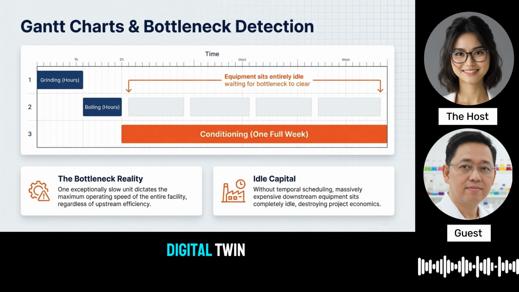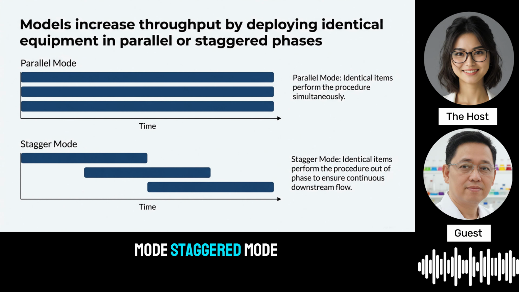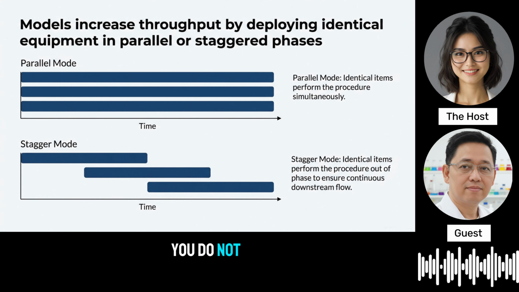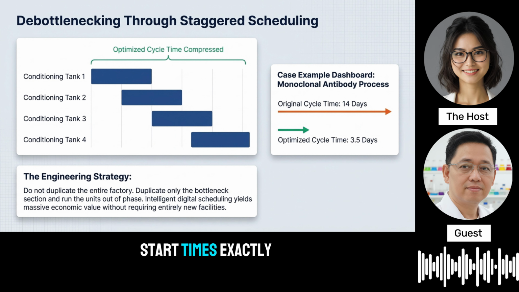Which is why you build the digital twin. The simulation exposes this temporal flaw visually and then lets you test a solution known as staggered mode. Staggered mode. I am guessing that means you selectively duplicate the equipment causing the traffic jam. Precisely. You do not build a second complete factory. You just add multiple identical conditioning tanks that operate out of phase with each other. So if you have, say, 4 conditioning tanks, you stagger their start times. Exactly.